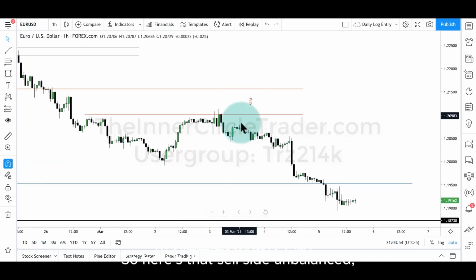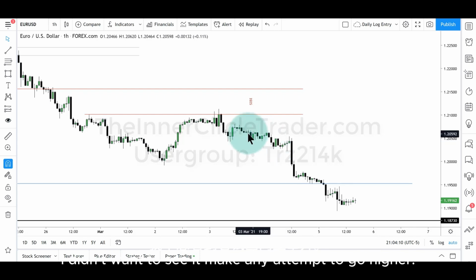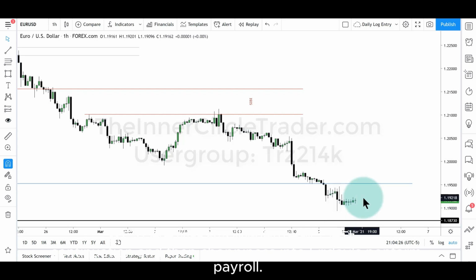All right, so here's that sell side imbalance, buy side inefficiency in the institutional order flow entry drill right here. Small little fair value gap, bearish order block, trades to it here, sells off. It stays heavy, and I mentioned this all through here in your commentaries. I didn't want to see it make any attempt to go higher, just stay heavy and roll over, and it did that. The market trades aggressively lower here on Thursday, and then does a really quiet continuation, and then choppiness into Friday's non-farm payroll.